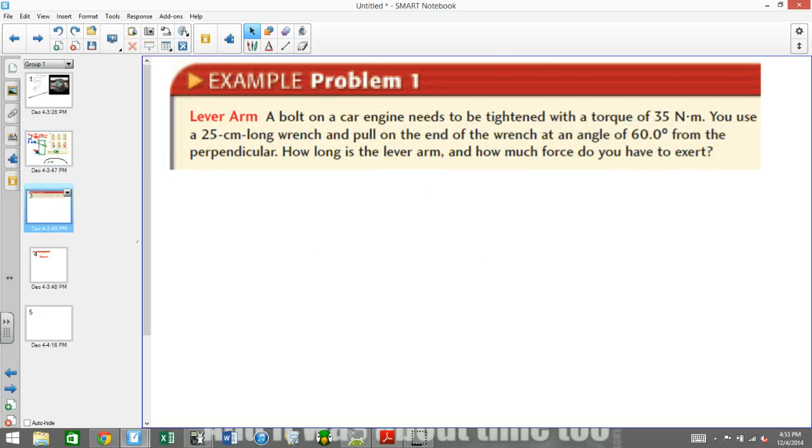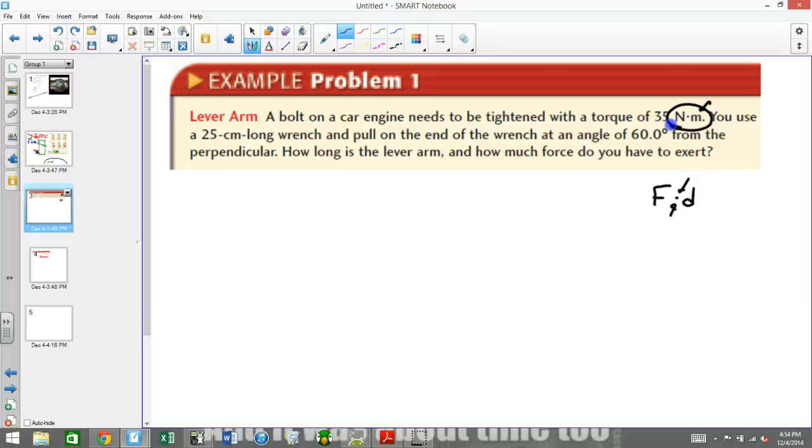The first example says there's a bolt on an engine car that needs to be tightened to a torque of 35 Newton meters. These are the units of torque. It's force times distance. You have to make sure that you put the dot in there because otherwise that says nanometers. It's important that you keep the dot in there. You use a 25 centimeter long wrench to pull off the wrench at an angle of 60 degrees from the perpendicular. How long is the lever arm?